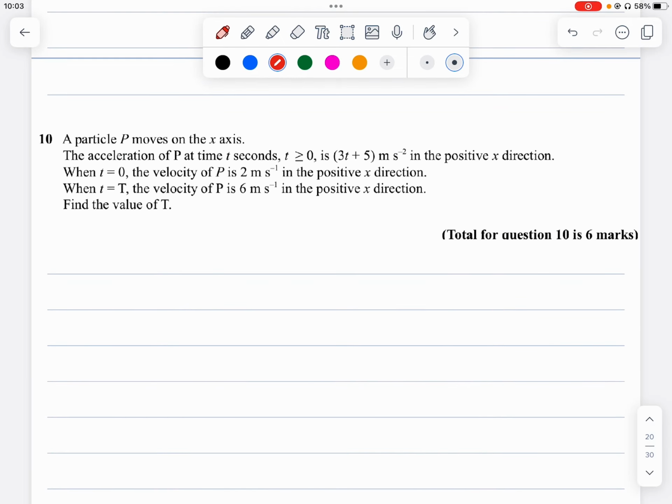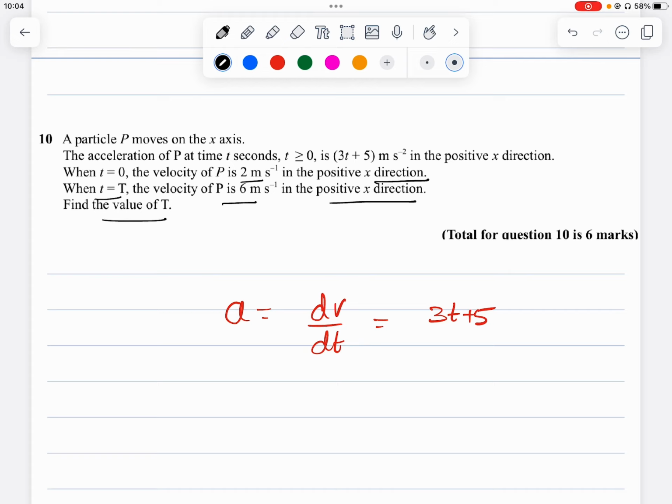Question number 10. The acceleration is given, which is dv upon dt, which is 3t plus 5. Then when t equals 0, velocity is 2 in positive x direction. When t equals capital T, the velocity is 6 in positive x direction. Find the value of t.